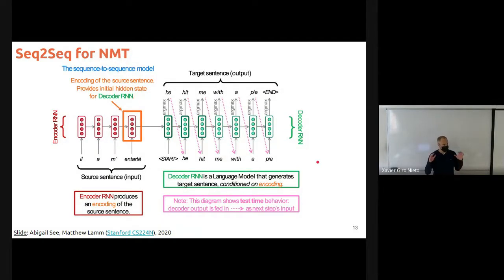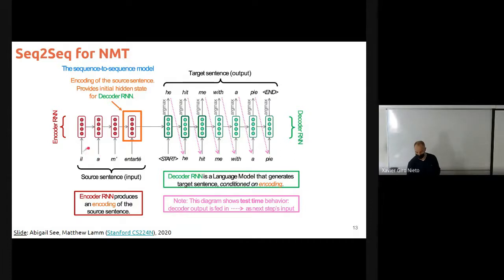Now, by taking this study case, which is totally based on RNNs, later I will motivate why we want attention mechanisms. So first I will introduce this scheme, taken from Stanford University, from Abigail See and Matthew Lamm. I think it's very clear. So this scheme covers, again, the task of neural machine translation.